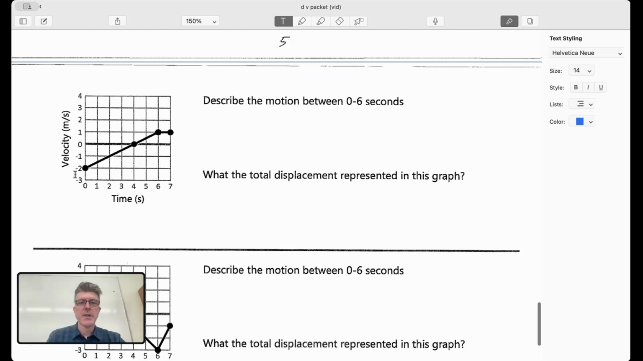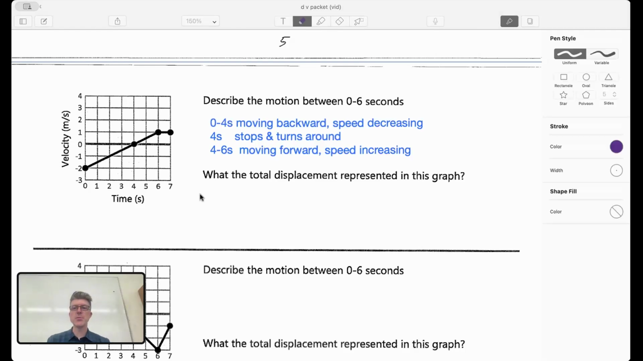Same idea. From 0 to 4, moving backward, speed decreasing. From 4 to 6, moving forward, speed increasing. Okay, what's the total displacement represented in the graph? All right, we're going to add up the one that's negative here. So we got negative displacement here. This is an object that's moving in the negative direction or in the backward direction. And we can add it up to 2 times 4, but half of that. So it's half of 2 times 4, which is 4 meters.